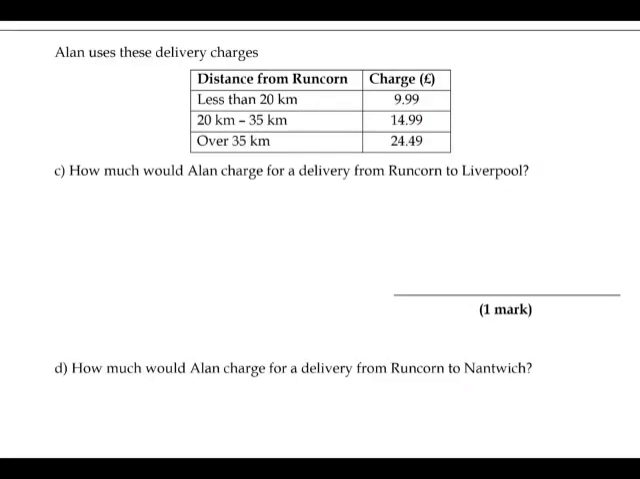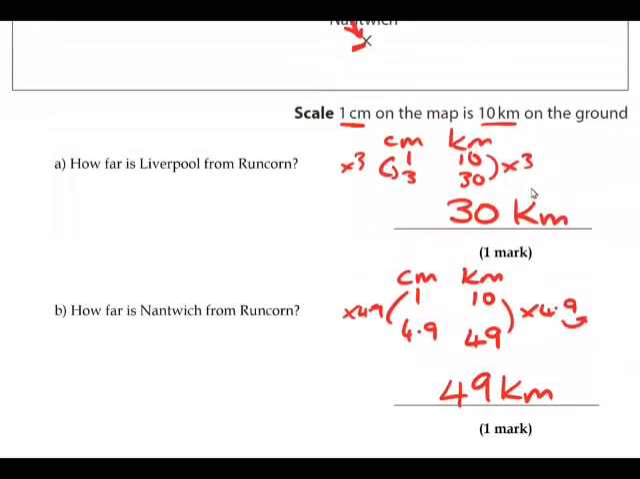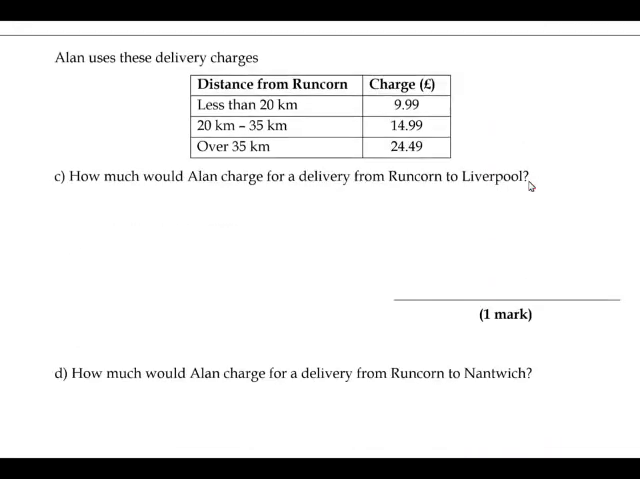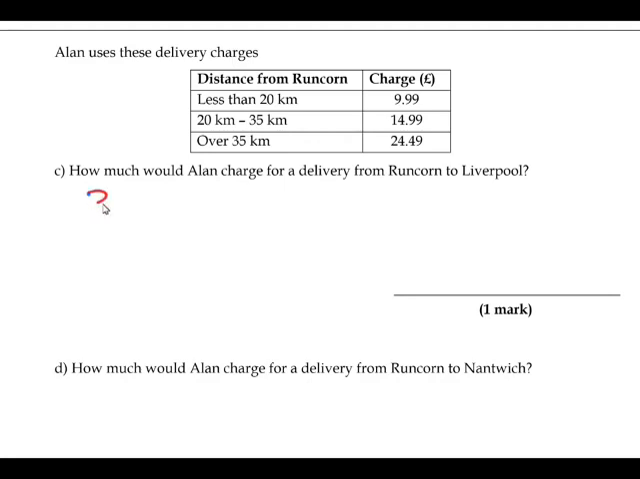Still part of the same question, Alan uses these delivery charges. How much would Alan charge for a delivery from Runcorn to Liverpool? So we need our mileage from part A, Runcorn to Liverpool, which is 30 kilometres. Go to our table and see where 30 kilometres fits in. So it's between 20 and 35. So we would charge, it's money, £14.99.